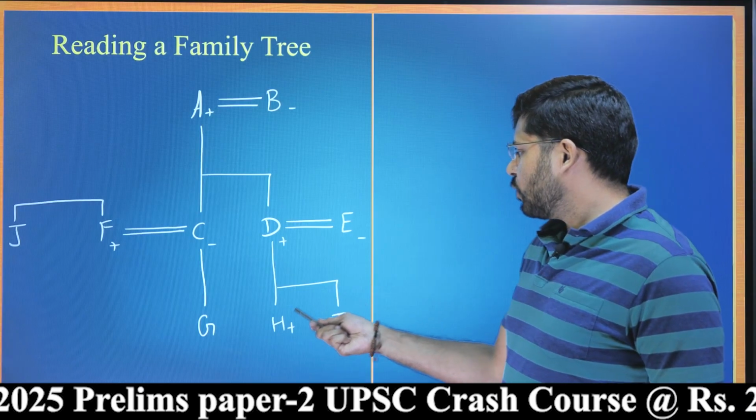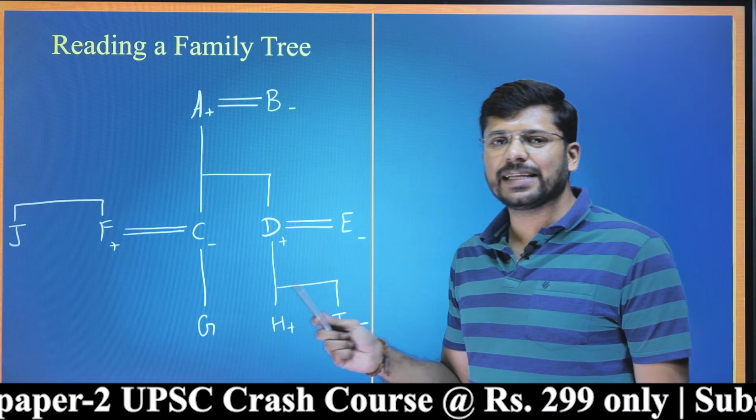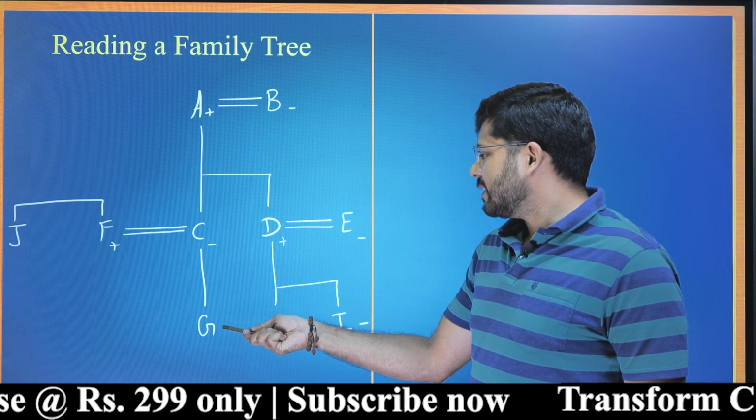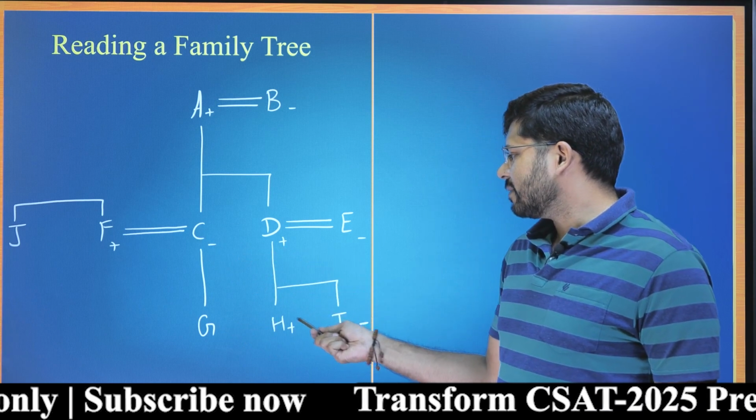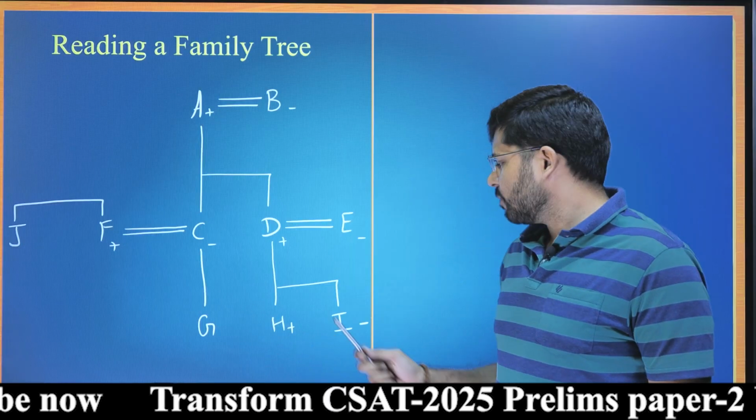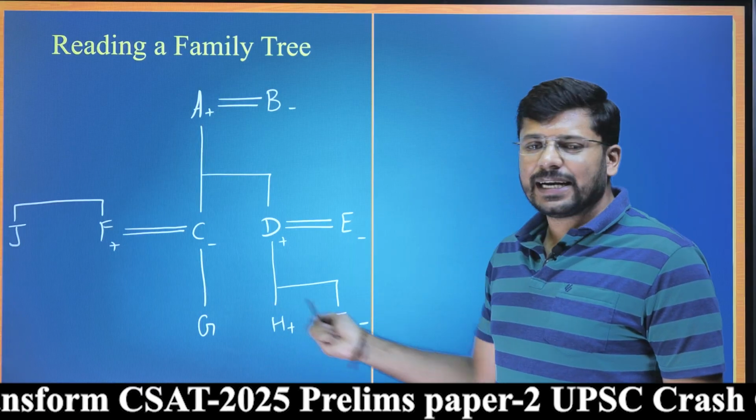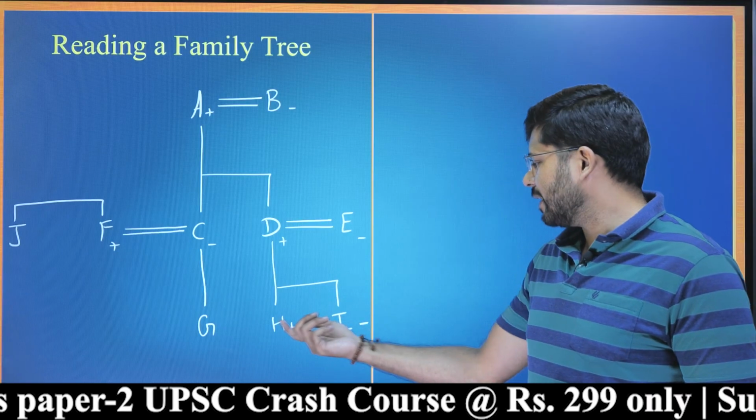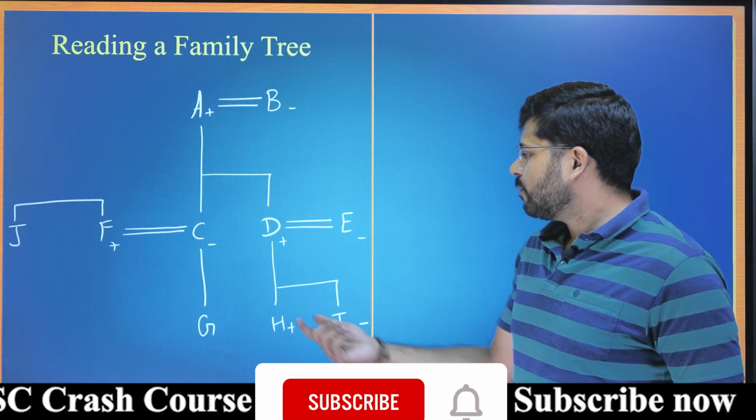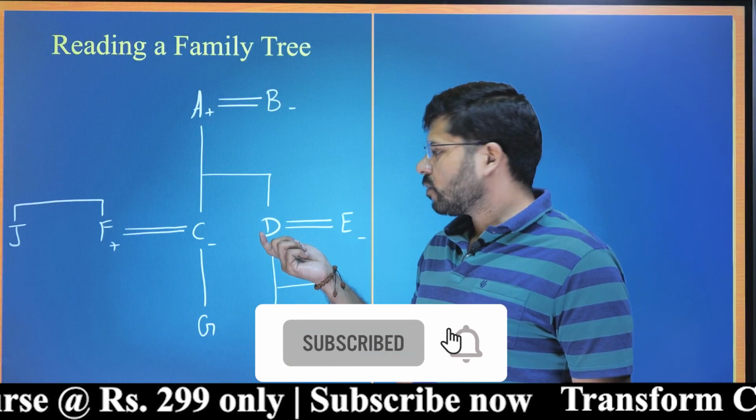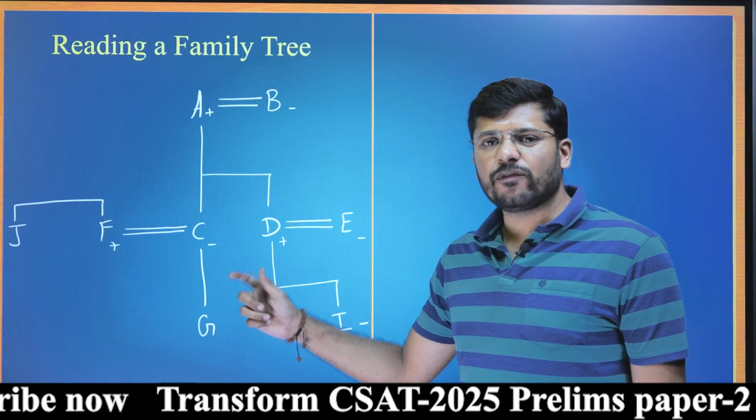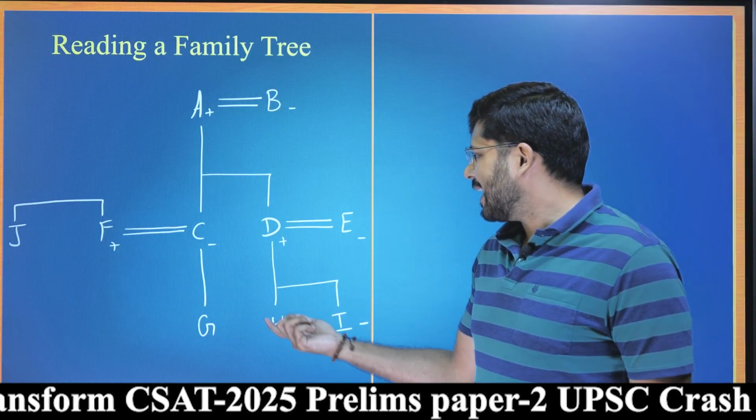Now, what is the relationship between H and G? H and G are cousins, because C and D are siblings, and C's child is G and D's child is H. H and G are cousins. What about G and I? Again, G and I are also cousins. But what about H and I? They are siblings. They are not cousins. They are directly siblings. Then, what is G to D? From the perspective of D, G can be nephew or niece. We do not know.